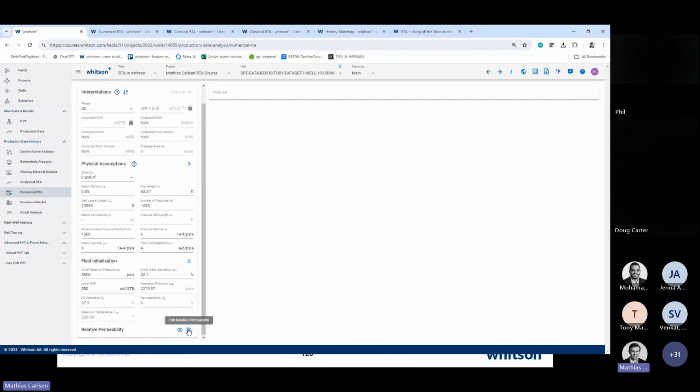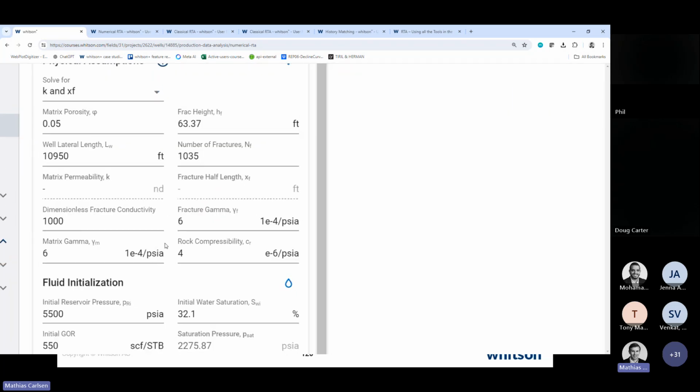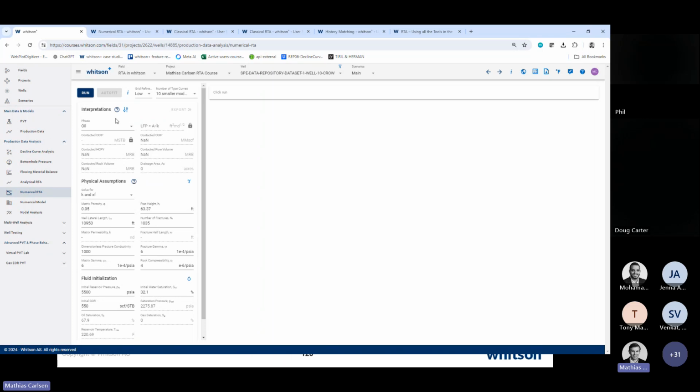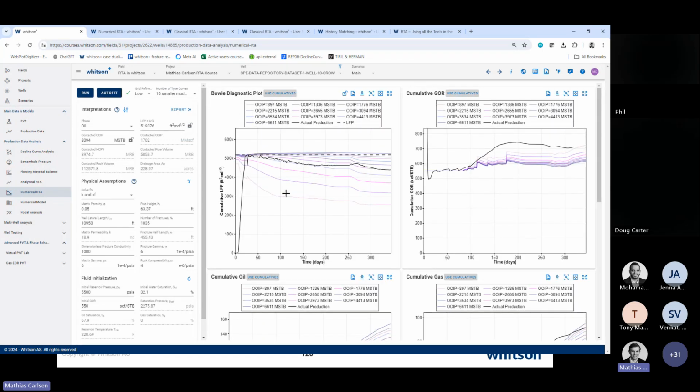So again, we've changed this to 10. We have increased our gamma a lot because of what we observed with the fractional RTA work. And then we'll change this to 10 smaller models, and then we're going to click run. Now we're running a lot of different cases at the same time, and we're basically getting something that looks like this. And the reason why we have so many stems is because we picked a 10 here instead of 5. That just gives us a little bit more resolution on the numbers here.